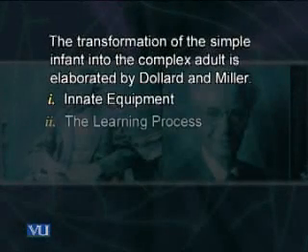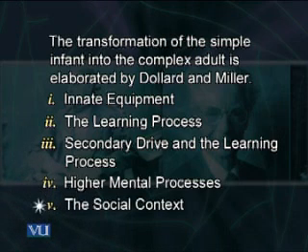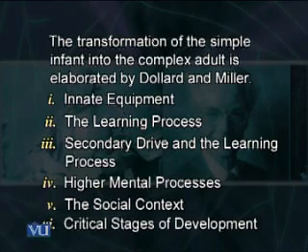So, dear students, we are talking about the important development of personality, and we say that as a child develops through different stages, he matures and becomes an adult. In this discussion, we have to talk about six things. Number one, innate equipment. Number two, learning process. Number three, secondary drive. Number four, higher mental processes. Number five, the social context. And number six, critical stages of development. These six components are equally important in the development of an infant. So, it's the innate equipment, the learning process, the social context, the higher mental processes. All of these things contribute to an infant's development into an adult.